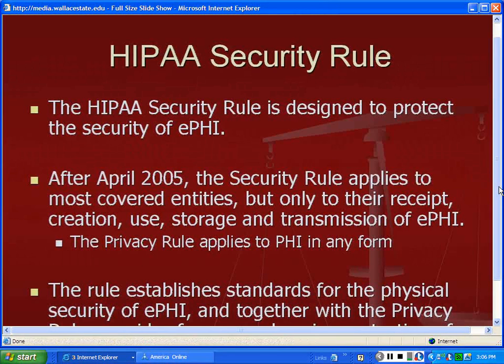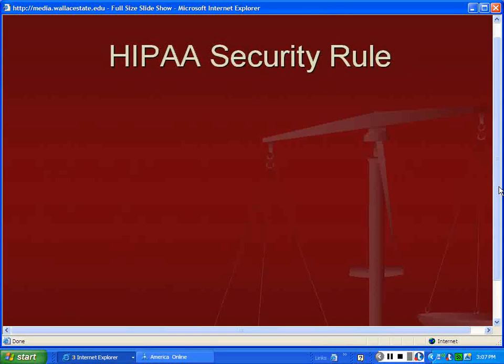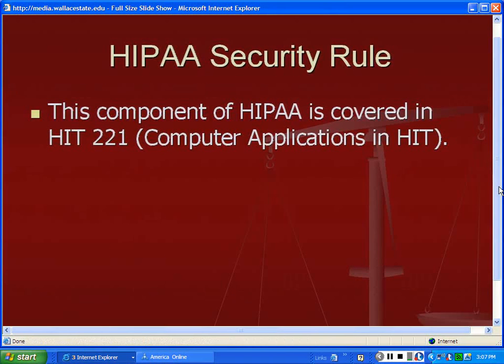And so together with the privacy rule, you have the security rule. It provides for comprehensive protection of a patient's health information, or protected health information. Now also I wanted to point out, I'm not going over, we've already been over the privacy rule in detail. The security rule, again, another component of HIPAA. I'm going to cover that in HIT 221, the computer applications in HIT course. We'll go into that in detail, but I want you at this point to know that these are separate things, but they interconnect basically, and it's for the protection of the protected health information.